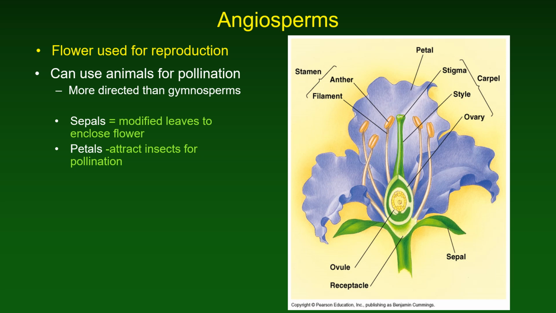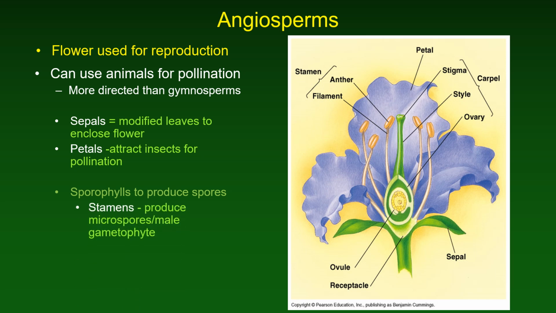Now, inward from this, we have two more whorls, two more rows. And these are modified leaves that also produce spores. They're called sporophylls. Don't worry about that, but worry about the names of these next two parts. We have the stamens. The stamens produce the microspores, which develop into pollen grains, which are male gametophytes. And the stamens are made up of an anther. That's where pollen production actually occurs. So that's where meiosis occurs to produce the microspore, which then develops into the male gametophyte. And then they're supported by a filament.